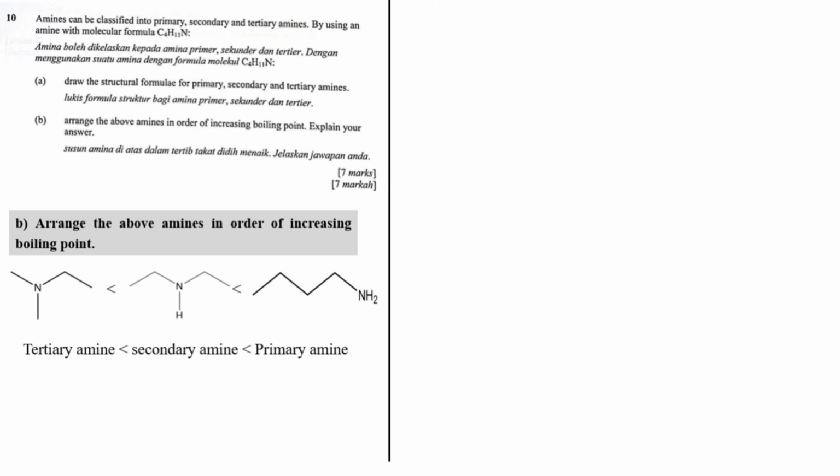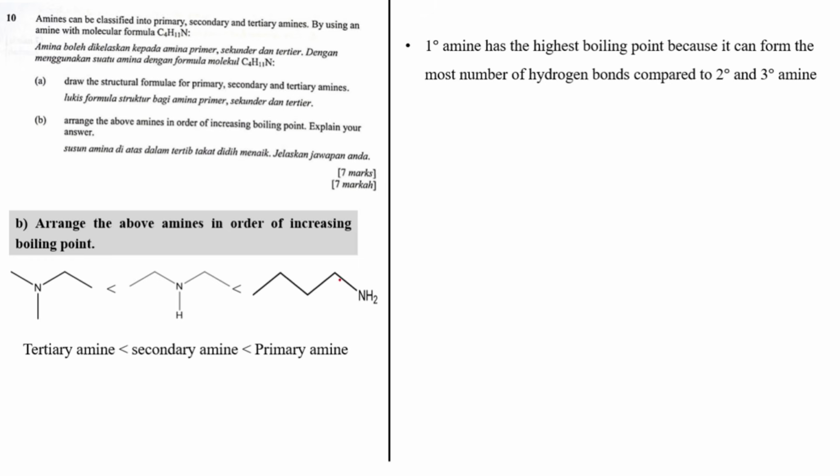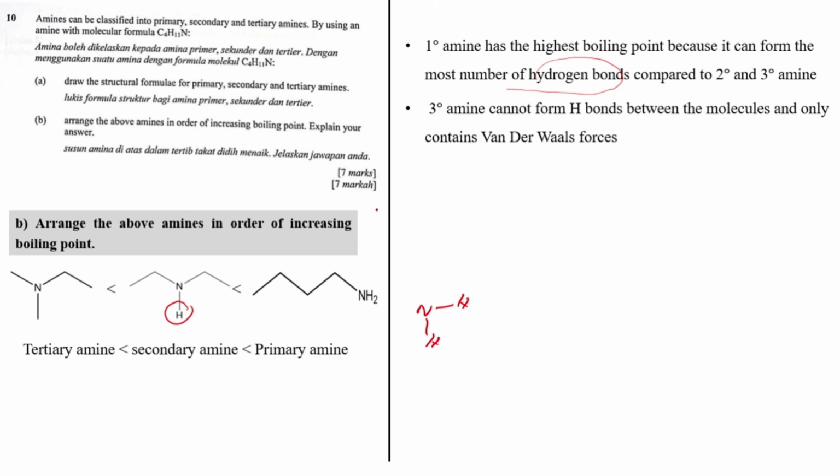Why is that? This is because the primary amine will have a higher boiling point because it can form a higher number of hydrogen bonds. So the nitrogen here will have H and then H. So it can form more hydrogen bonding in comparison to the secondary amine, which has one, and the tertiary amine, where it cannot form any hydrogen bonding. Okay, so the tertiary amine cannot form hydrogen bonding between the molecules and only contains van der Waals forces.